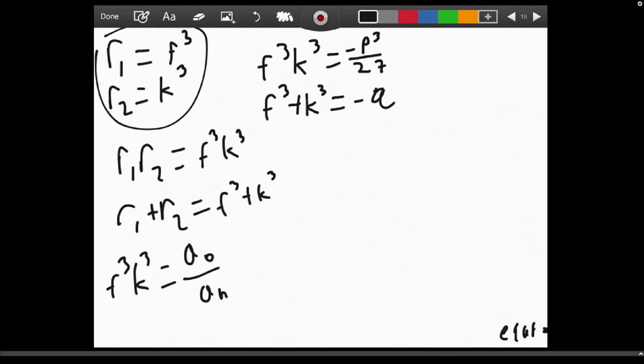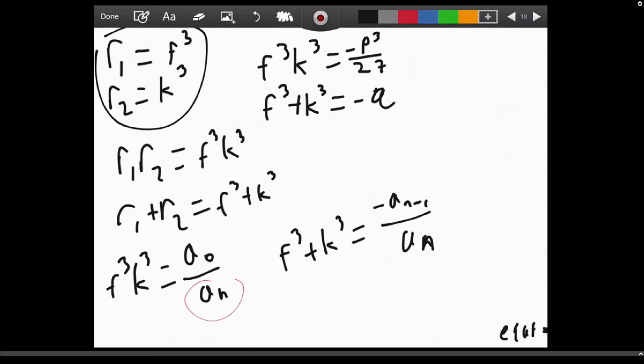And root 1 plus root 2, which is, of course, f cubed plus k cubed, is going to equal negative a of n minus 1 over a of n. So we can go ahead and actually assume that a of n here for both of these is just 1. It doesn't matter what you say it is as long as you keep a of n the same for both of these equations. So we're going to assume it's 1 to make it easier on ourselves. But what that means is that f cubed times k cubed is just going to be the constant term, and f cubed plus k cubed is going to be the negative of the second to last term.